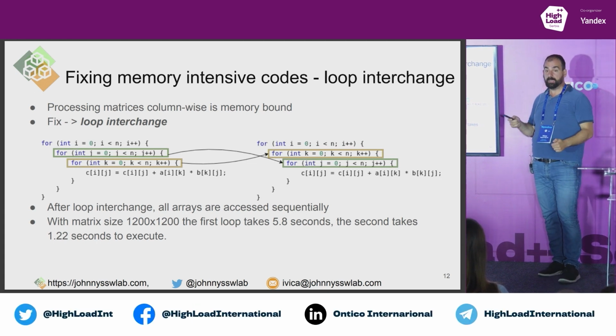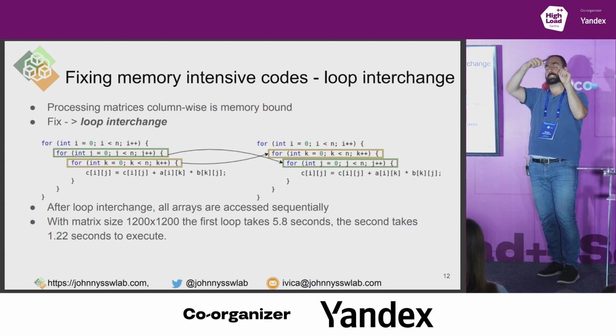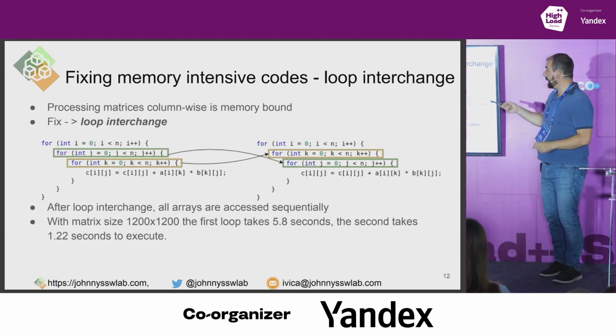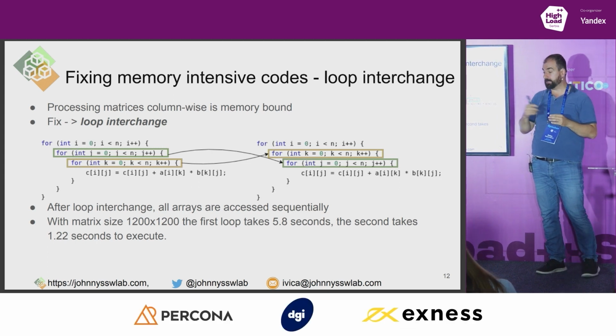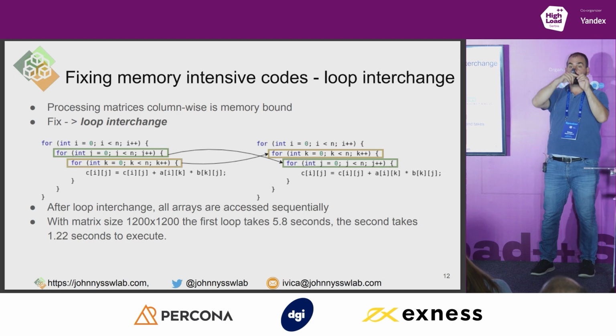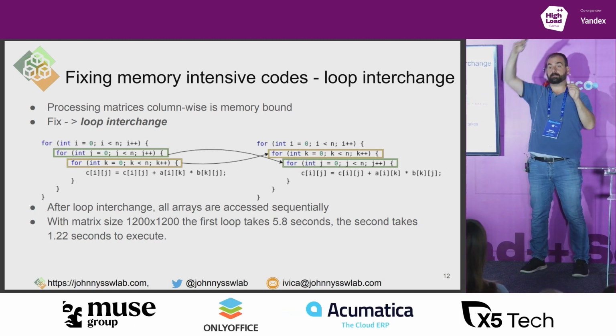For the address of B, when J increases by 1, it's a sequential access, so it just increases by 1. And what happens with C? The same as with B. It becomes a sequential access. So we don't have this access with the jumps.